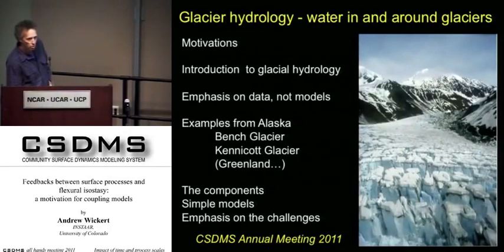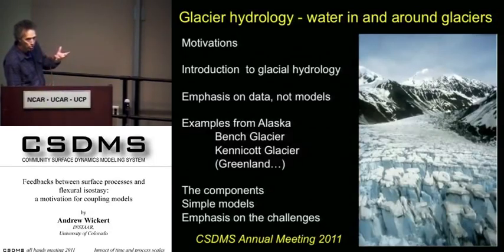I would suppose that the majority of you are not very familiar with glacier hydrology, so I'll use a chunk of the time here to introduce you to the complexity of the problem. That'll be going on throughout the presentation. I will use examples from the field, from our work on the Bench Glacier and the Kennecott Glacier, and try to show you that what we're finding out about alpine glacier hydrology is indeed applicable to the outlet glaciers from Greenland. I'll be talking a bit about each of the components.